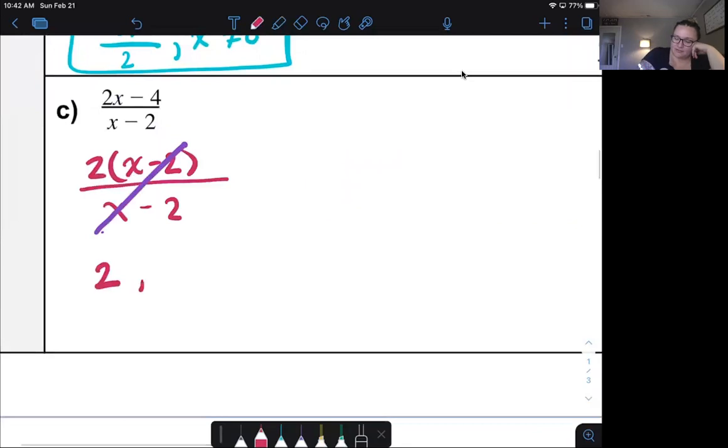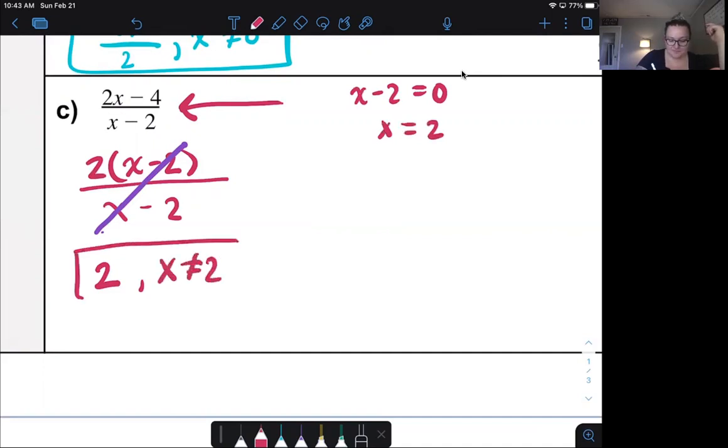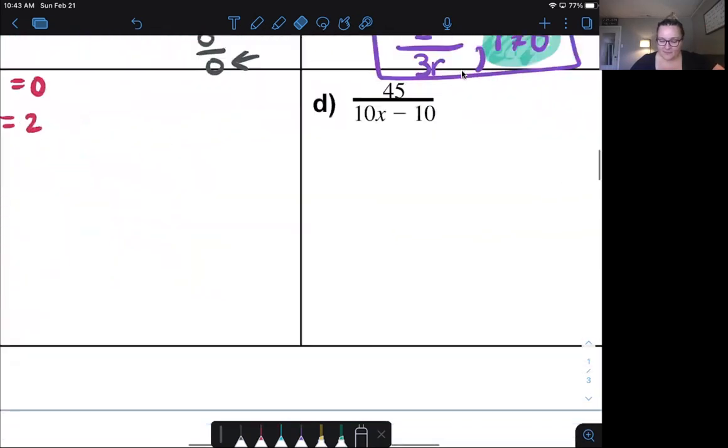Now look back at the original expression. Our answer doesn't have an x in it. We're just left with 2. But the original expression had x minus 2 in the denominator. Well, what would make x minus 2 equal 0? x equals 2. So x can't be 2. Oh, wait. But our answer is 2 and x can't be 2. That's fine. Those two things can match. It's okay.